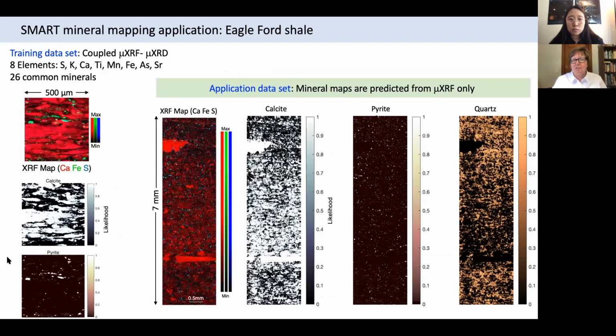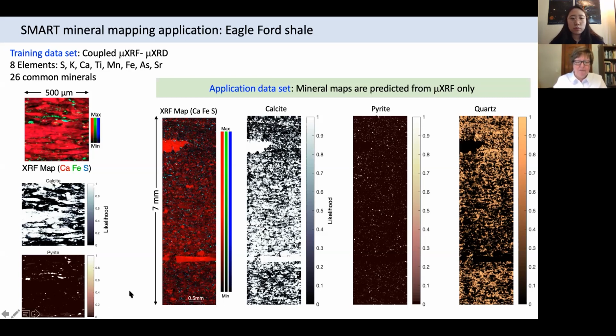This slide shows our work in applying the smart mineral mapping approach to a sample of shale from the Eagle Ford Formation in Texas. The training data came from a scan of 1/4 square millimeter. We allowed for detection of 26 common shale minerals for which there were 8 elements characterized. Application of the resulting trained algorithm on a 14 millimeter squared scan captured many microscale features unique to the stratified texture of this rock. The minerals that were found are the same as those that were found using quantitative powder XRD analyses done on bulk samples.